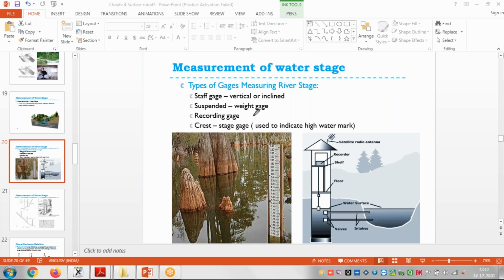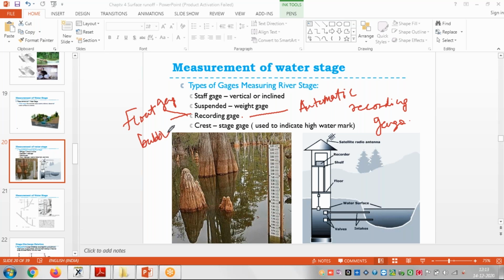Next one is the recording gauge. Recording means automatic recording gauge. Automatic recording gauge is of two types: float gauge recorder and bubble gauge recorder. Again, it is of two types: float gauge and bubble gauge.